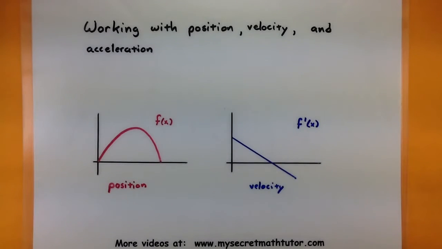In this video, we're going to work with problems that involve motion, specifically position, velocity, and acceleration. So remember that we could be looking at a function that gives us the position of an object, like its height over time, and its derivative gives us its velocity. But there are a lot of other terms that you want to know as well when working with these problems.